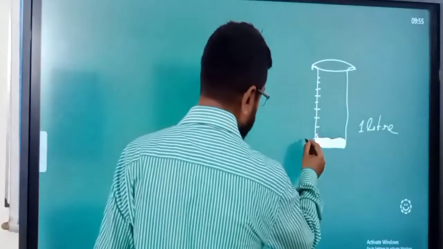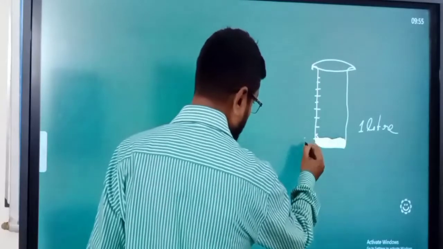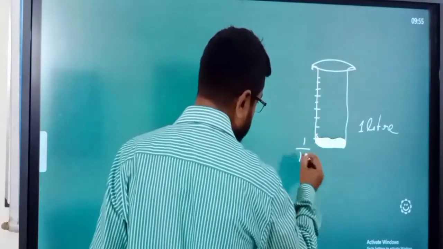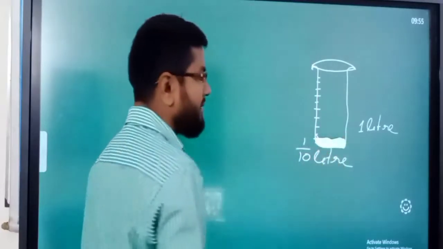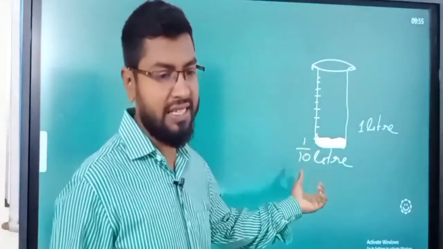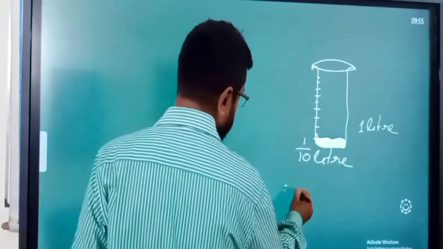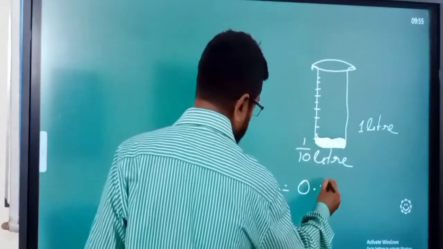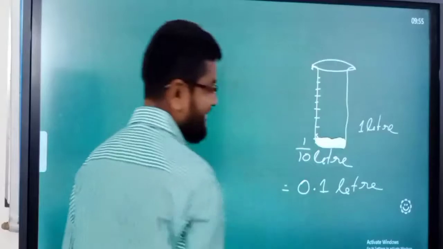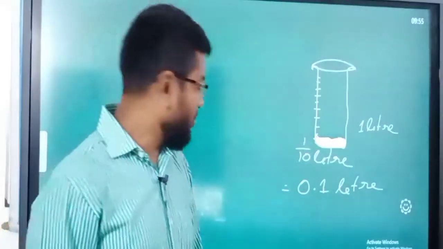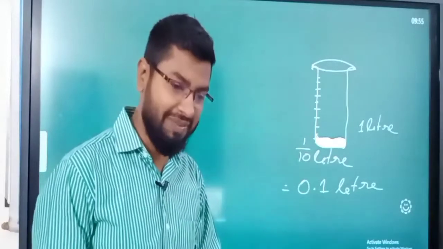Its value is 1 by 10 liter. So this is a fractional number. Another way we can write it is 0.1 liter. So we have used here a point, or decimal.